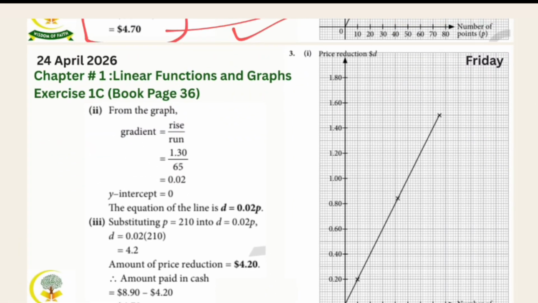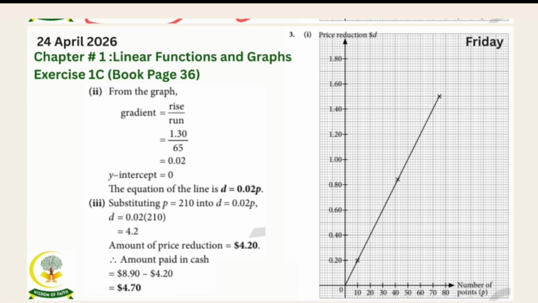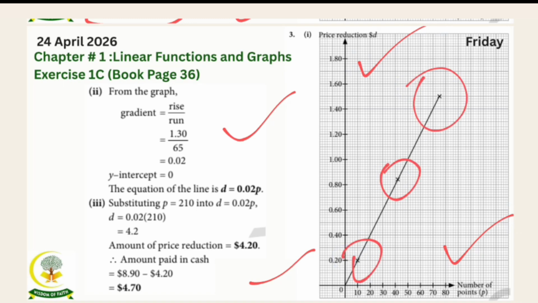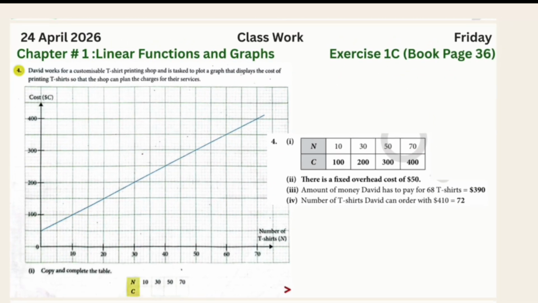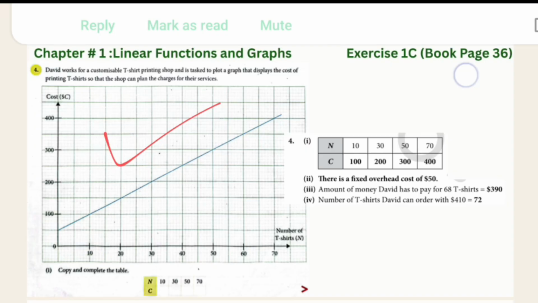Amazing. Now, the third question. The graph is here. You just need to make it on the neat copy. Number of points and number of price reduction. You just need to connect these 3 points according to these ones. Clear? Perfect. Now, here we have page number 36. The graph is given on the book page 36.